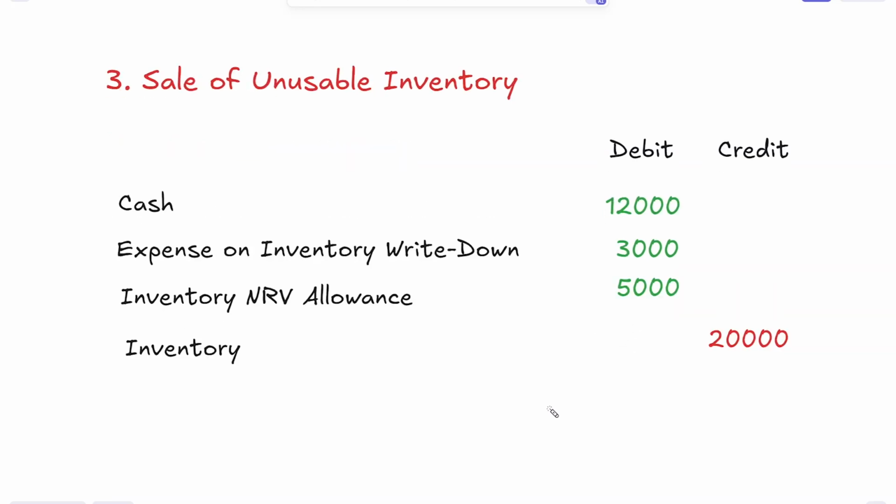There's another option. Let's say, for example, we manage to sell this unusable inventory for $12,000. Then we'll have cash of $12,000, or this can be an accounts receivable from a customer, but let's say it's directly cash. We can also release our allowance, and the difference is going to be the additional expense of inventory write-down. And against that, we'll credit our inventory with the $20,000 in question.